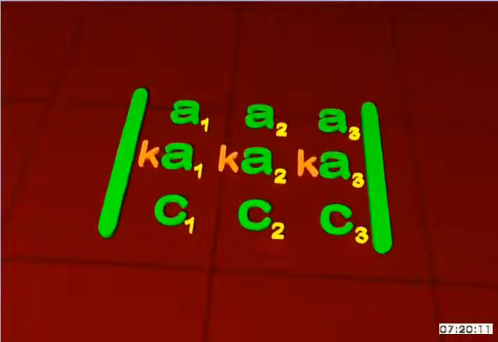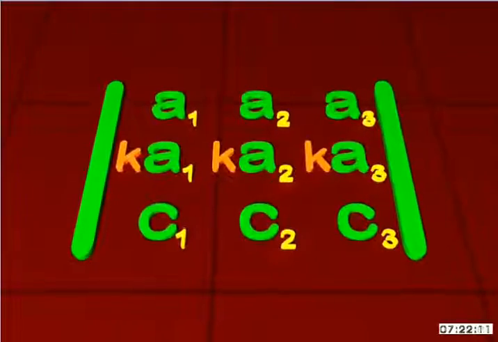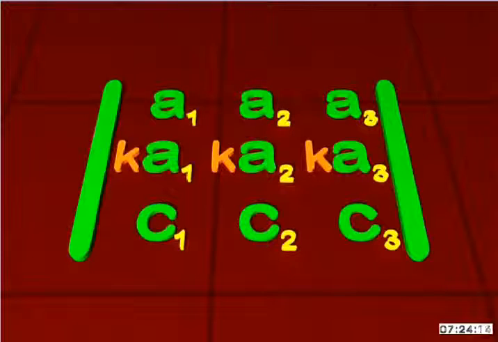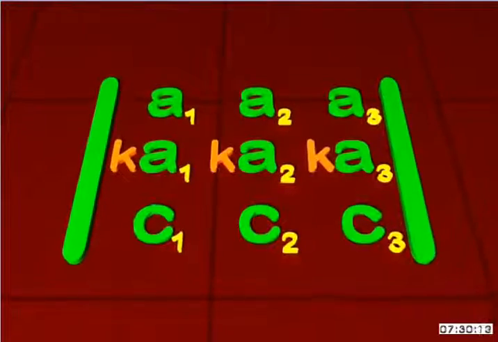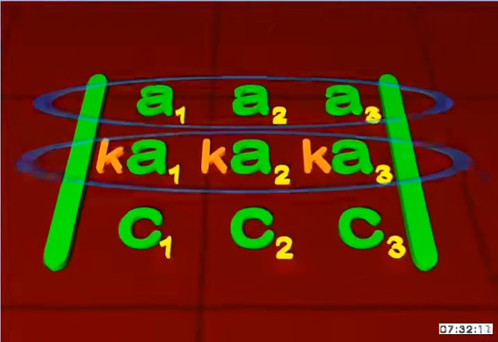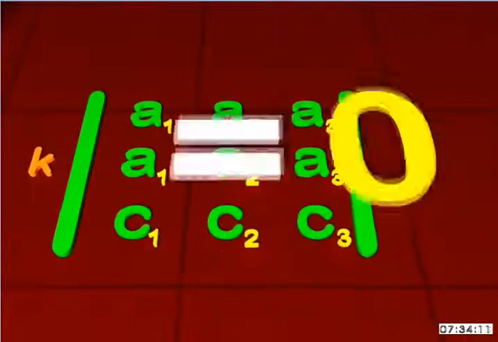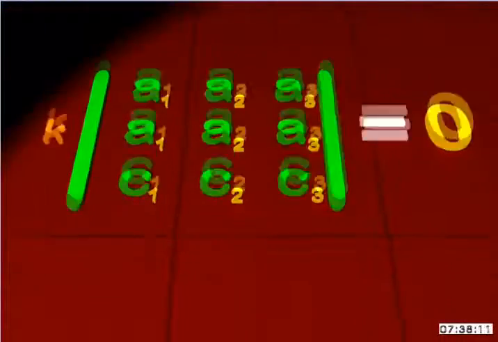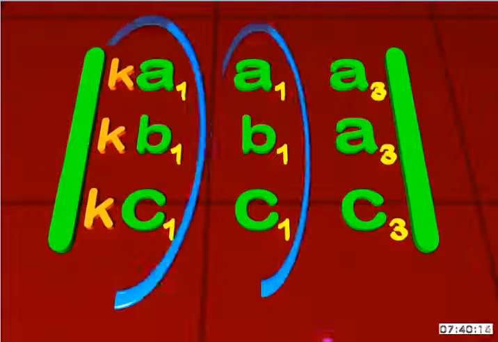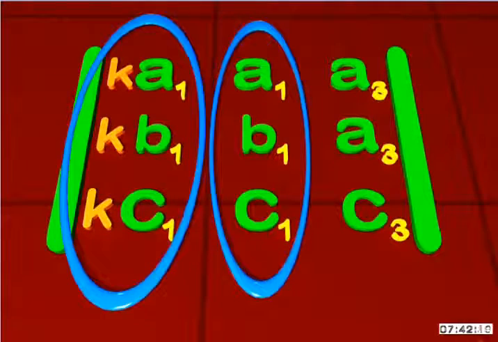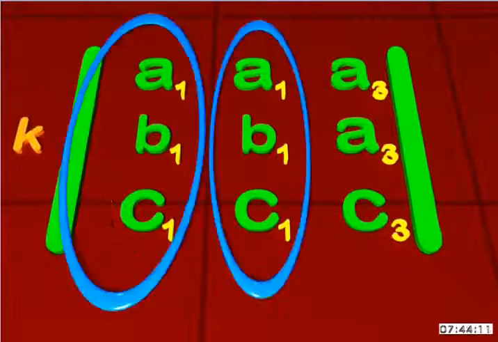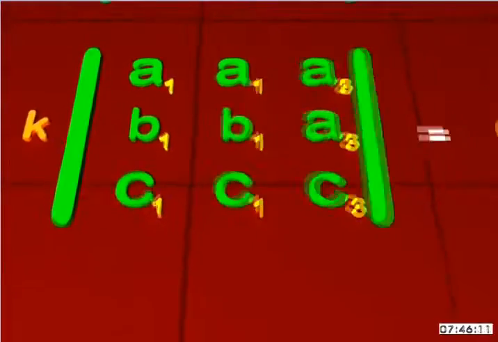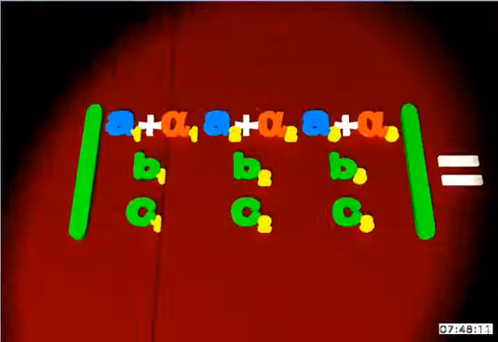Fifth property. The previous two properties helps us to derive that if corresponding elements of two rows are proportional, then the value of the determinant is 0. Similarly, if corresponding elements of two columns are proportional, then the value of the determinant is 0. Sixth property.